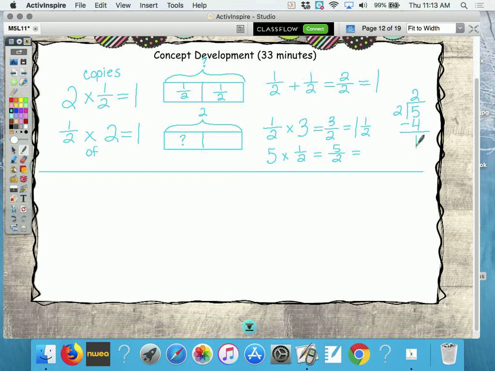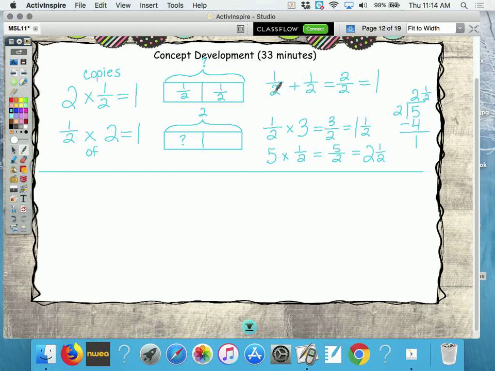So that gives me 2 and 1 half. Okay? So I would write 2 and 1 half. All right? Now, it's very important that you notice when there's a whole number, because you don't multiply the denominator when there's a whole number. And you just have to remember that. But I want you to think back to copies of, and that might help you. Okay? All right, so that's one thing we skipped.